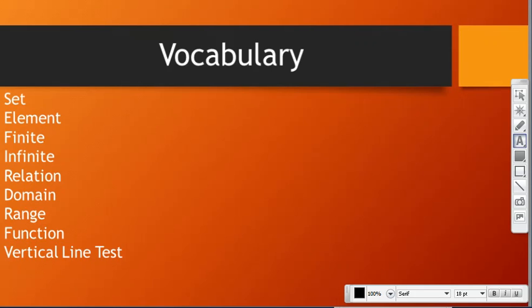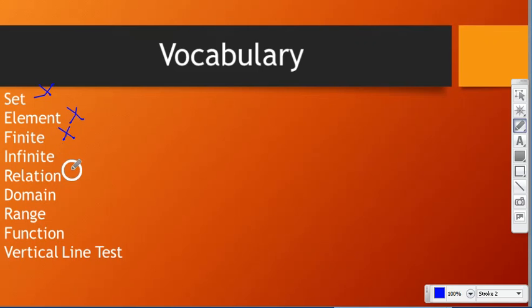Okay, so far in our notes, we have talked about what it means to be a set. We've talked about what it means to be an element. We've talked about finite, and we've talked about infinite. For the next part of our notes, we are going to talk about relation, domain, and range.